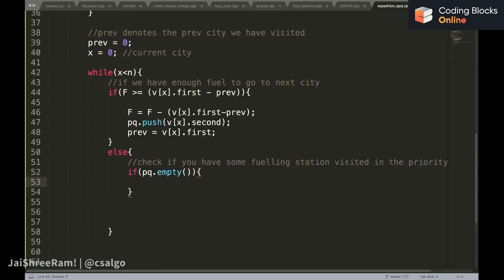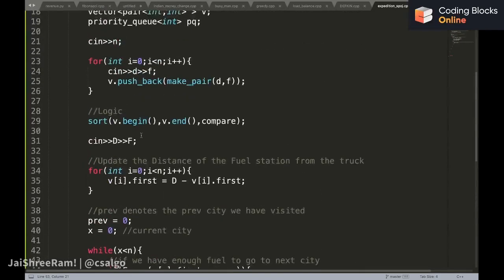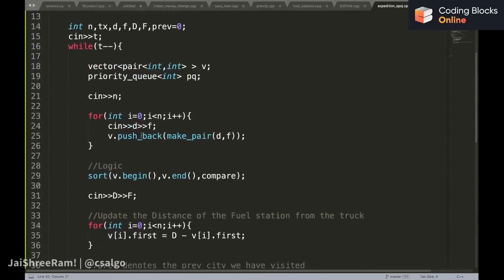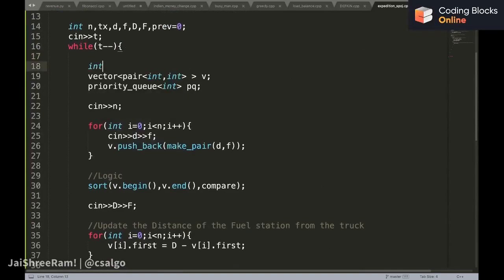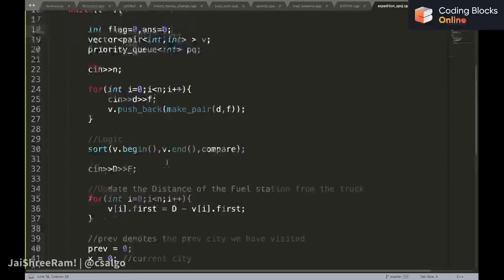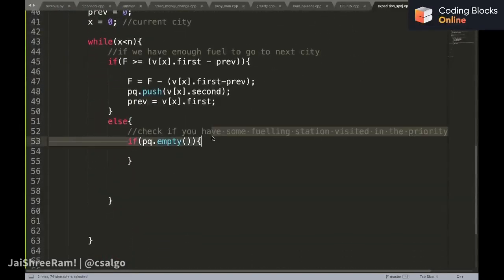So what you will do, you will say okay, this is actually not possible. So maybe we will keep a boolean variable, let's say flag, and call it 0. Okay, int flag equals 0, and answer will store the number of fueling stations we have visited. So we can say, okay, flag equals 1. That means this is not possible, and we'll break this loop at this point.